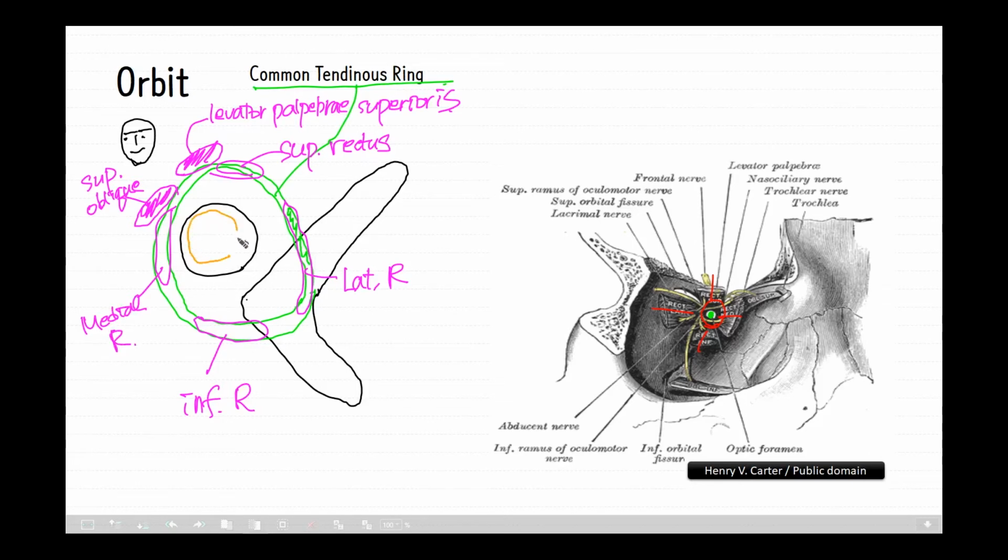And in this optic canal, optic nerve passes through it, and ophthalmic artery also passes through it, inside of the common tendinous ring. And this region is the superior orbital fissure, and there are nerves passing through this region.